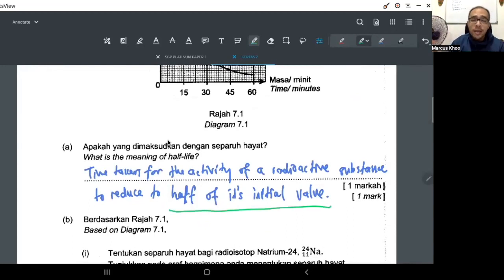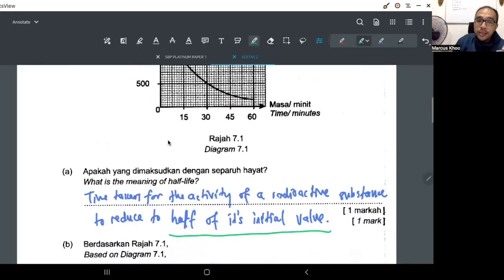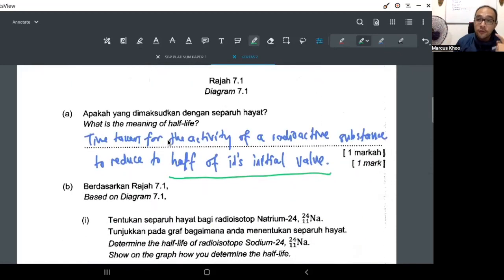Okay, the key words will be half of its initial value. It doesn't matter if you want to say mass of a radioactive substance, but I wouldn't say weight. As long as it doesn't matter whether it's activity or mass. I like the word activity because we are already using activity in this graph. But the key words are to reduce to half of its initial value. That one must be there, or half of its original value, which is also acceptable. That is the keyword for half-life.